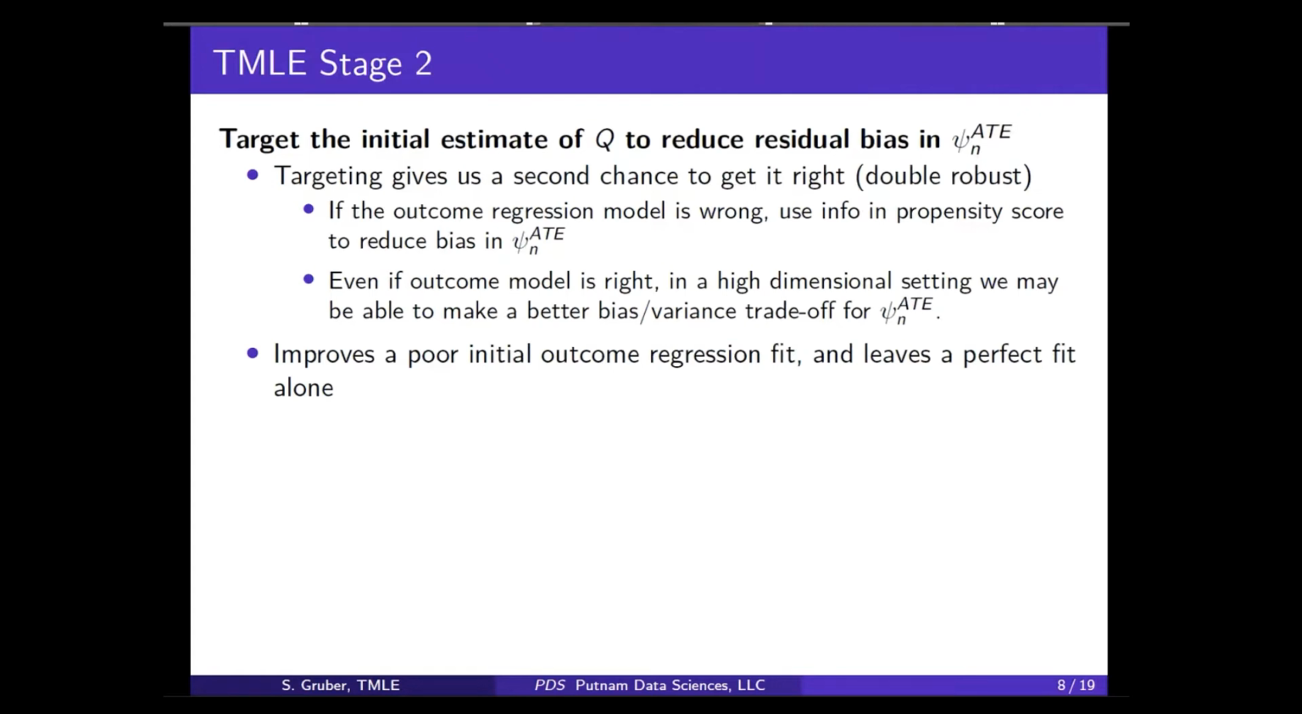If the outcome regression model is wrong, we use the information in the propensity score to reduce the bias in our estimate. And even if the model is right, in a high-dimensional setting, we may be able to make a better bias-variance trade-off for the parameter we care about. So this targeting step is going to improve a poor initial outcome regression fit. And it's also going to leave a perfect fit alone. That almost seems like magic, but we're going to see it in action in a minute.